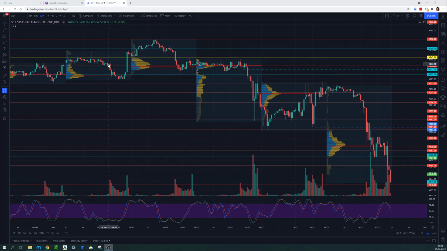Once RTH session opens, you can see the open is almost near the overnight low. Once price advertised below overnight low, it never looked back. Most of the session was balanced below the overnight low, so the profile shape looks something like this, like a B shape.